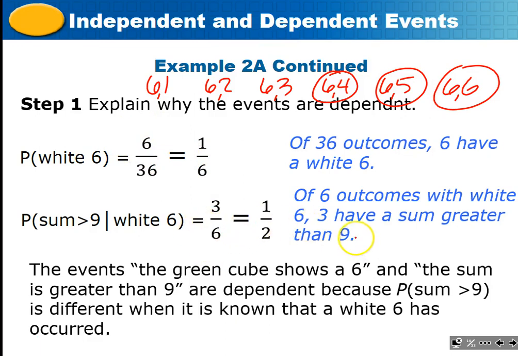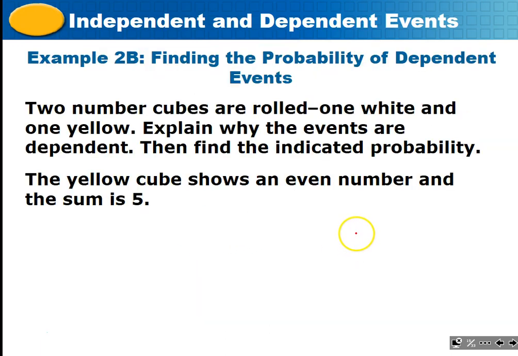Let's look at another one just to illustrate that for you a little bit more. Okay, so we have 2 number cubes again. One is white and one is yellow. Explain why the events are dependent, then find the indicated probability. So we got a yellow cube that shows an even number, and the sum is 5.